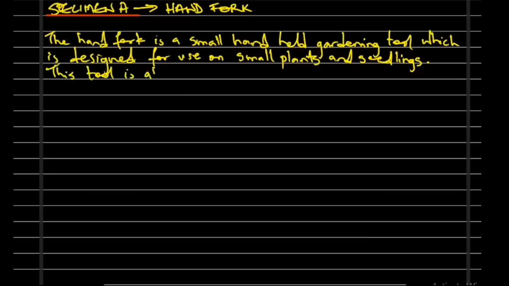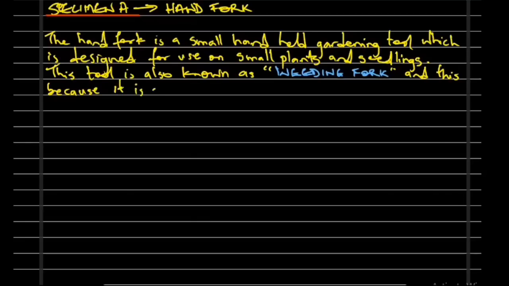We also call it the weeding fork. That is another name that it is called. It is also called the weeding fork, and this is because of its use in digging up weeds. It is often used in digging up weeds on the farm. That is basically one of the reasons why it is called the weeding fork.